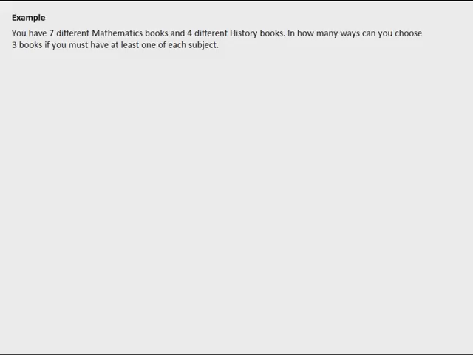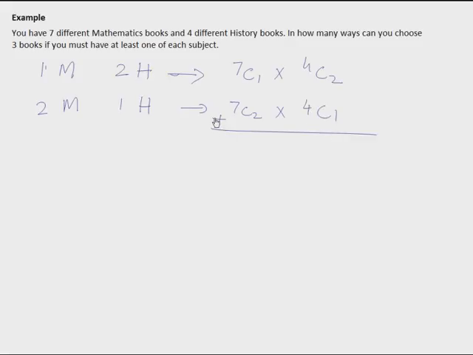You have 7 different maths books and 4 different history books. In how many ways can you choose 3 books if you must have at least one of each subject? What are the situations I'm allowed? I'm allowed 1 math, 2 history, or 2 math, 1 history. So this is actually a subset of the previous question. 7C1 times 4C2, and this is 7C2 times 4C1, and you add both answers.